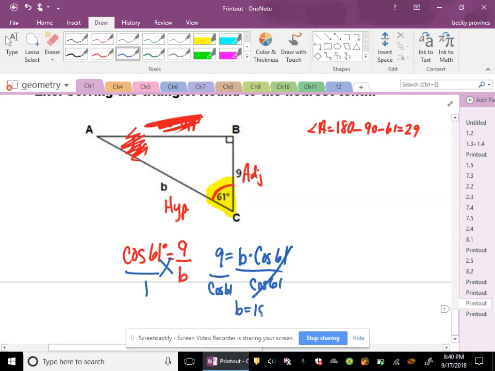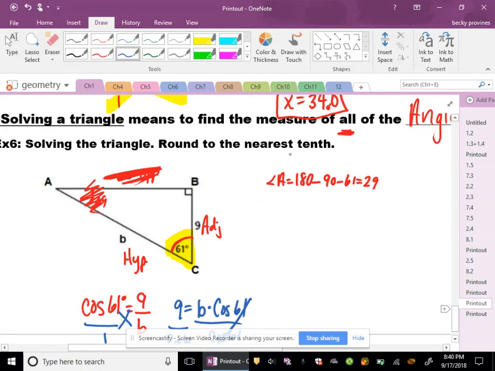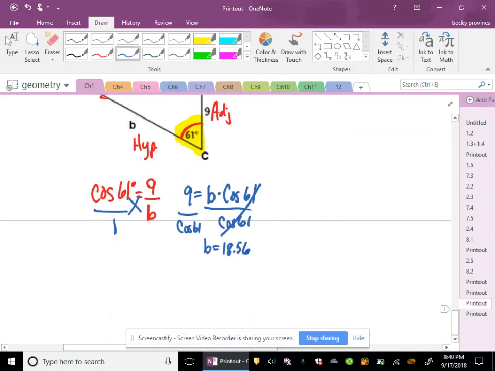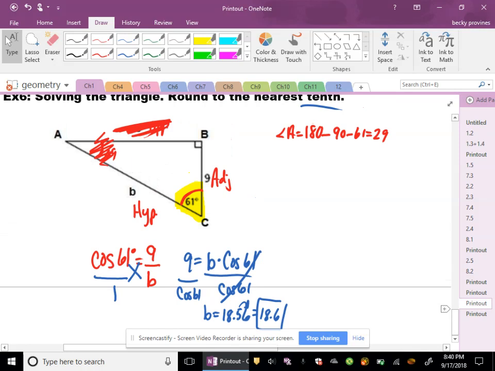I get 18.56. Now it's just to round to the nearest 10th, so that means that 6 is going to round the 5 up. So this is really 18.6. Now, are we finished? And hopefully you're saying no. Because remember, there's more information up here. I just covered it up.